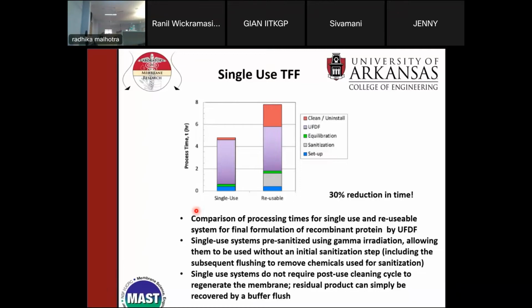So, comparison of processing time for a single-use system for a final-form recombinant protein. Single-use systems are pre-sanitized using gamma irradiation and can be used without any initial sanitization step, including the step to remove chemicals used for sanitization. The post-use cleaning cycle to regenerate the membrane and recover product can simply be omitted. So that's the advantage of single-use.